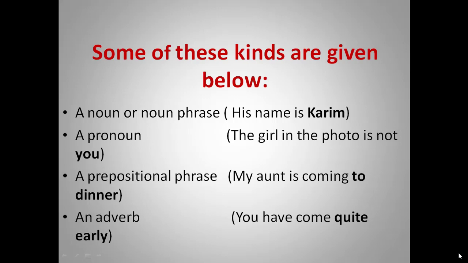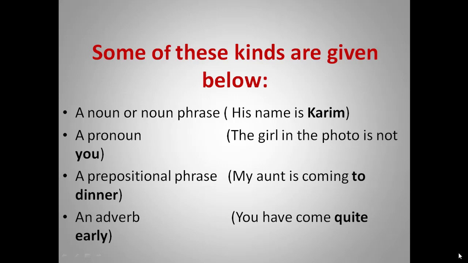So firstly, we have a noun or noun phrase. In some intransitive verbs, a complement that comes after the intransitive verb is either a noun or a noun phrase. In the first example, we can see that his name is Kareem. Here Kareem is a noun that is working as a complement.